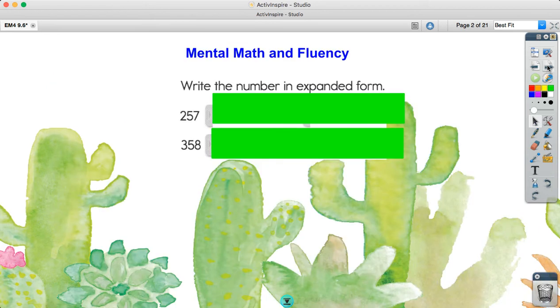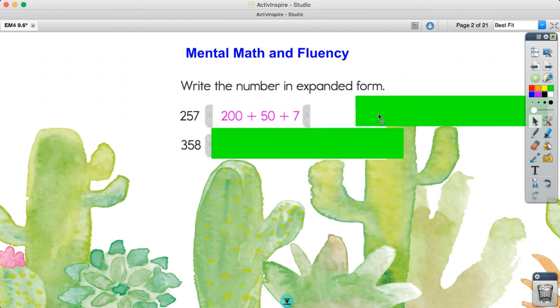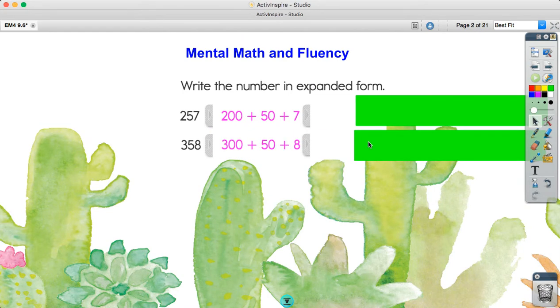Please take out a blank sheet of paper and a pencil for today's mental math and fluency. Write the number in expanded form: 257 and 358. 257 in expanded form would be 200 plus 50 plus 7. 358 in expanded form would be 300 plus 50 plus 8. Remember, you can pause the video at any time if you need a little extra time.